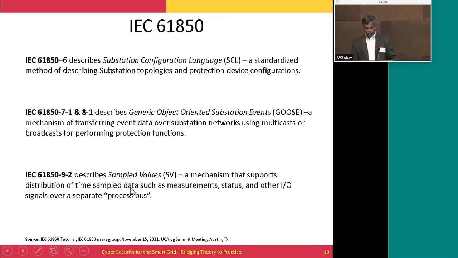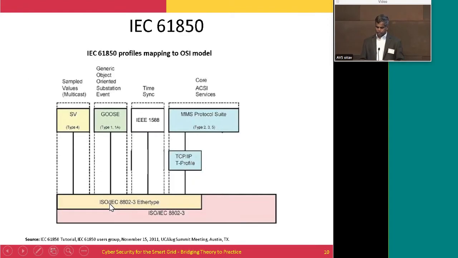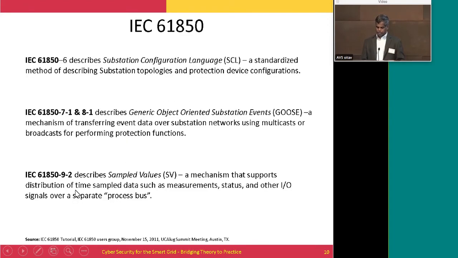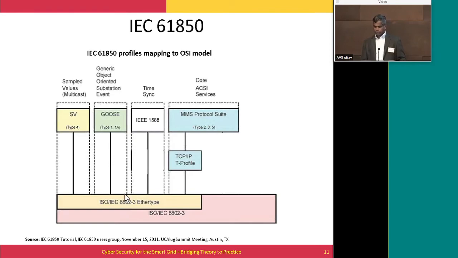Sampled values: distribution of time sample data such as measurement status and other IO signals over a separate process bus. Which means sort of a separate signaling bus where this information can be communicated. It supports that. So from a protocol stack perspective, this is how it looks.